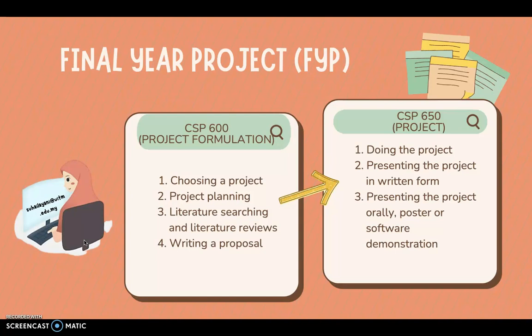occurs. So, the process of project formulation is, first, choosing a project and project planning, doing literature reviews, and finally, writing a proposal. After 600 has been completed and the proposal has been approved, the student can proceed to the project and the development in the next semester.